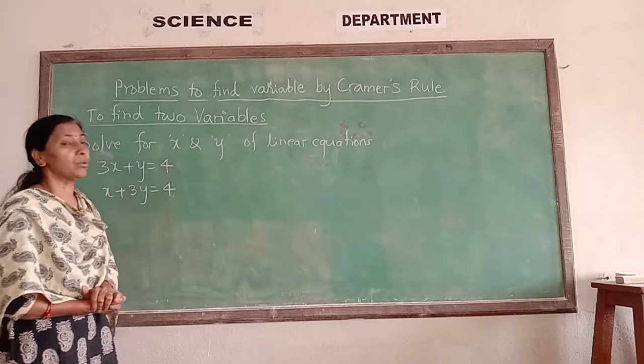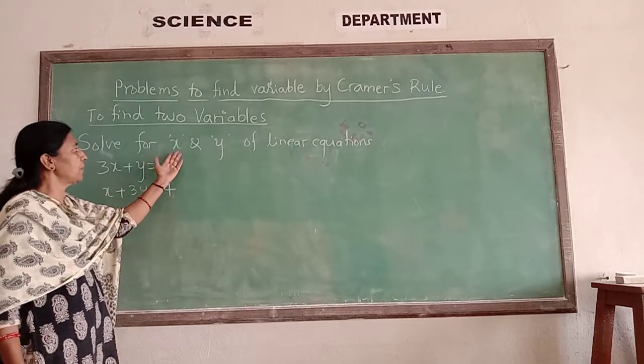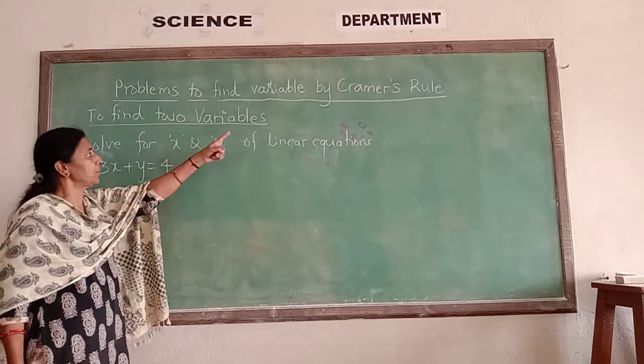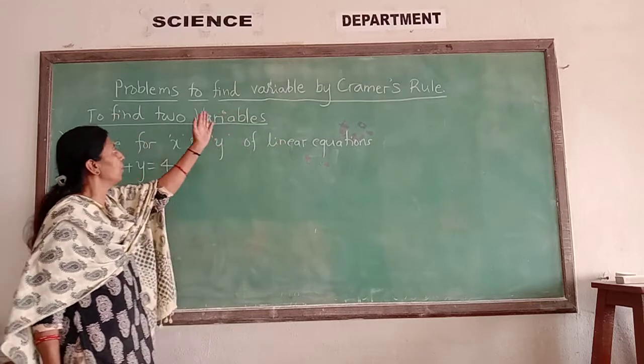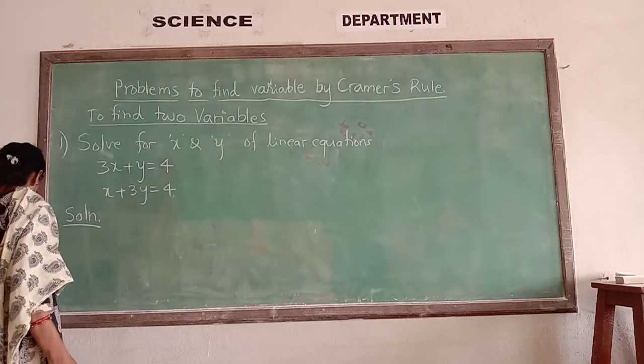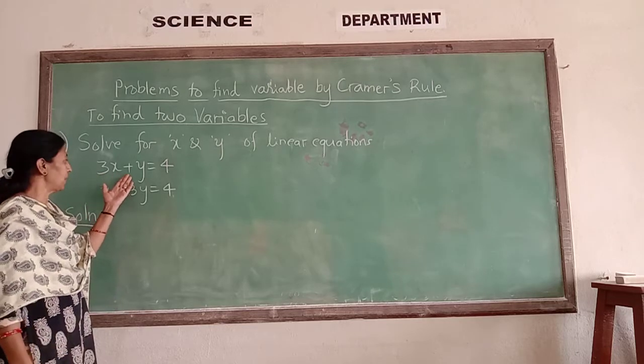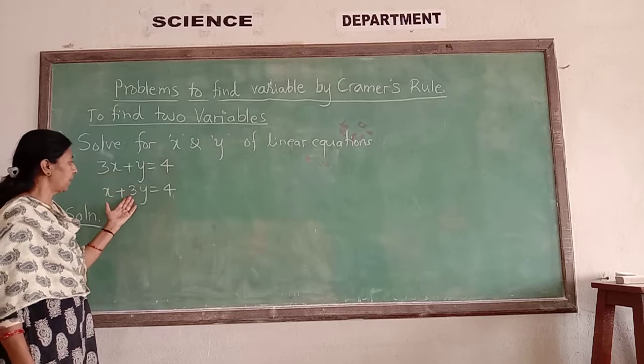We are going to understand how to solve a linear equation of two variables, x and y, by using Cramer's rule. Problems to find variables by Cramer's rule. So here we have one example of two variables, that is two unknowns, x and y.